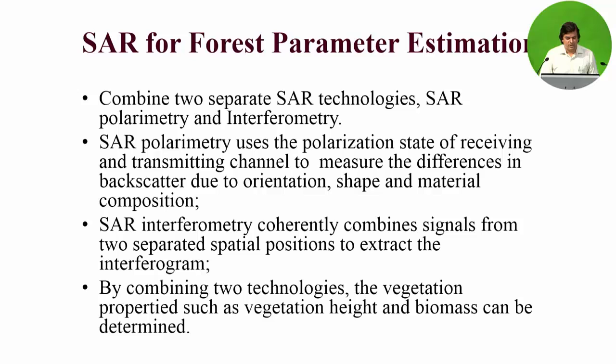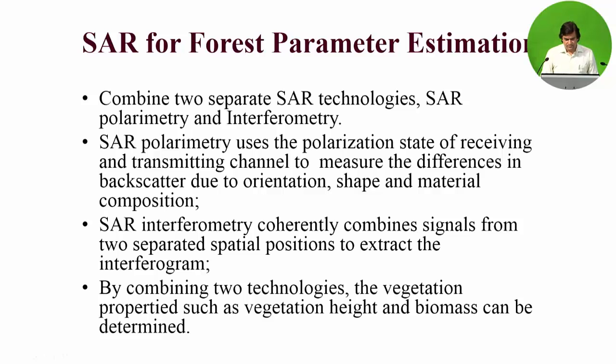SAR polarimetry uses the polarization state of receiving and transmitting channels to measure the differences in the backscatter due to orientation, shape and material composition. SAR interferometry coherently combines the signals from two separated spatial positions to extract the interferogram. By combining the two technologies, vegetation properties such as vegetation height and biomass can be determined.